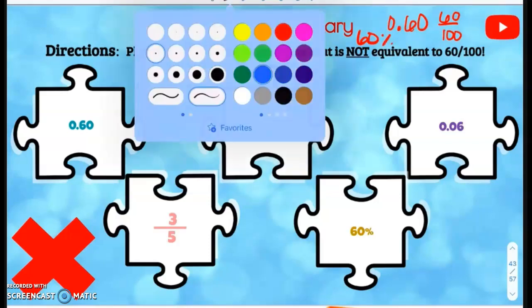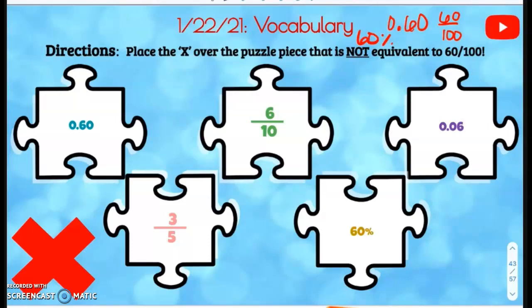So I'm going to check those off. So let's see. 60 out of 100, do we have that anywhere? Not quite. Ooh, what about 6 out of 10? So if I have 6 tenths, and I get that 10 to 100, multiply by 10, multiply the top by 10 now too, and you get 60 out of 100. Yes. So that one is good to go.